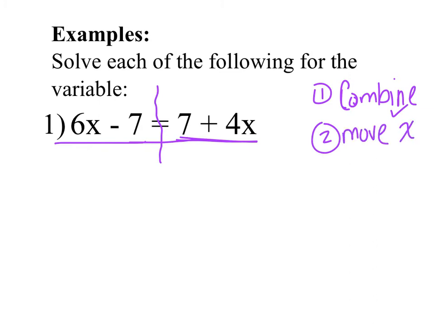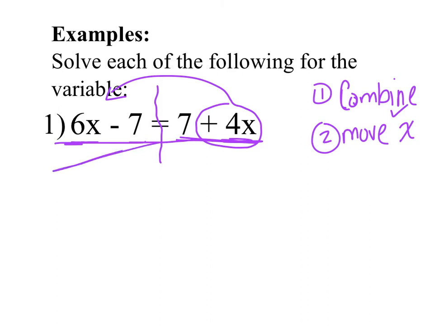So move x. So which one do we move? Really doesn't matter. I generally say move the smaller one. So this is 4x and this is 6x. 4x is smaller. But you can move either one you want as long as you're okay with negatives and positives. So in order to move it, we do the inverse operation. We want to take this entire thing and move it to the other side.